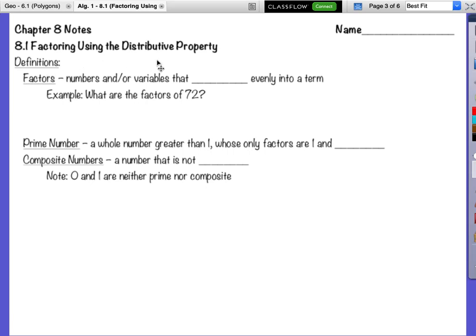Castle. Hey, so if you look up here, discussing tests, we already did that. Then we have SWBA. Student will be able to factor by using the distributive property. Factor by using the distributive property. Do we know what the distributive property is? Yeah, what is it?